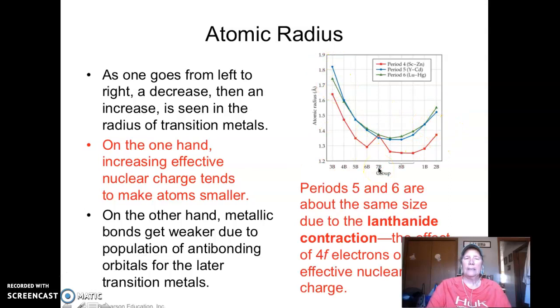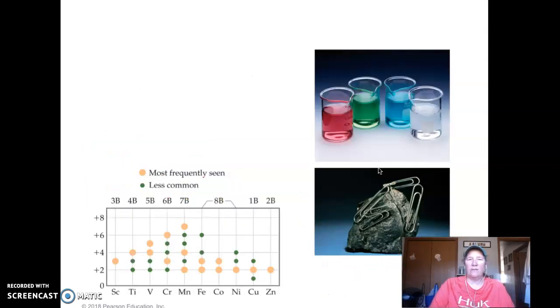Okay, period 5 and 6 have about the same radius due to what they call the lanthanide contraction. You can't see it, I'm sorry, I'm covering it, but it's the effect of the 4f electrons on them. So when you get into the bigger ones, the f's kind of start messing around with the orbitals, and so they change their effective charge.